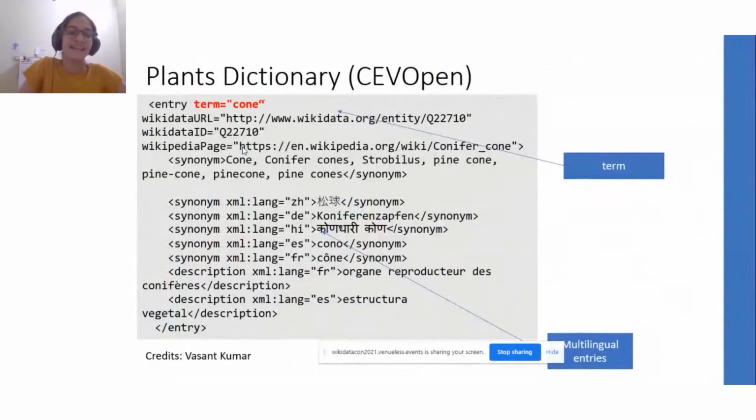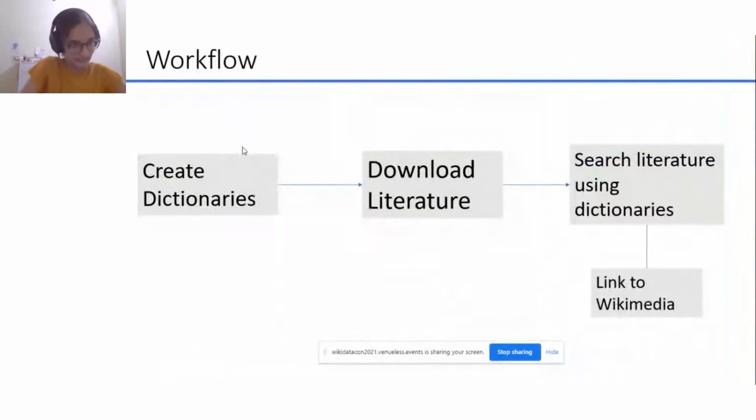With that, I would like to introduce you to the basic workflow, which I just described. So we first create dictionaries, then download the literature, and third, search the literature using these dictionaries, and the annotations can then be linked back to Wikimedia. So you will see this workflow throughout the presentation.